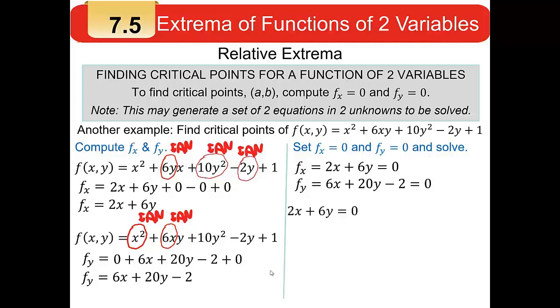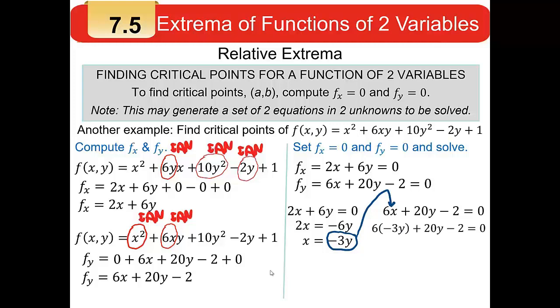I decided to take the partial with respect to x and just solve for x. It was very easy to do. So x is equal to minus 3y. And then if I take that second equation and plug the minus 3y in for x, multiply that out, I get negative 18y plus 20y. I move the negative 2 to the other side and make it positive 2. Negative 18y plus 20y is just 2y, so I know that y is 1.